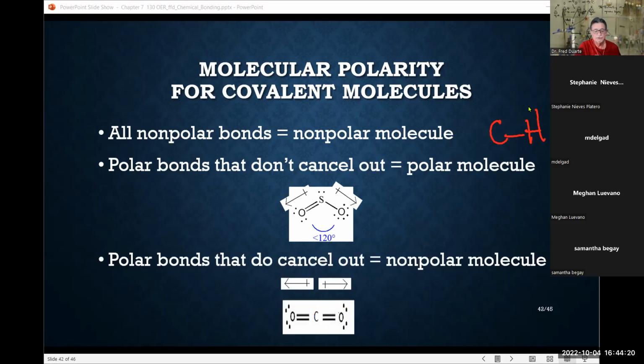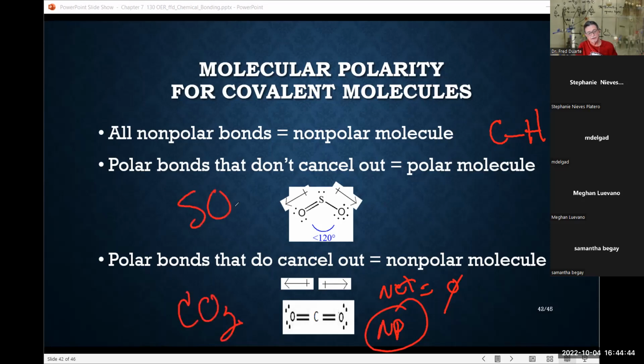Okay, looking at these two examples. We talked about carbon dioxide, okay, down here at the bottom. You see where the arrows, one goes to the right in the positive direction, one goes to the left. So we have our net polarity equal to 0. Okay, we end up with a nonpolar molecule. This is carbon dioxide, and this is sulfur dioxide.